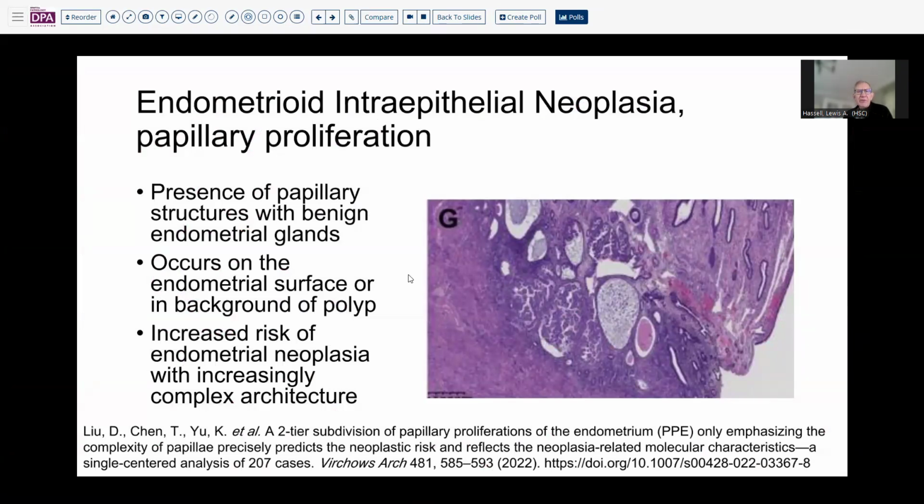EIN can also sometimes have papillary proliferations that look almost like serous carcinoma. These papillae within otherwise normal endometrial glands or low-grade endometrial glands are not serous carcinoma. They do not have the TP53 mutation, but there is still some degree of risk associated with these.